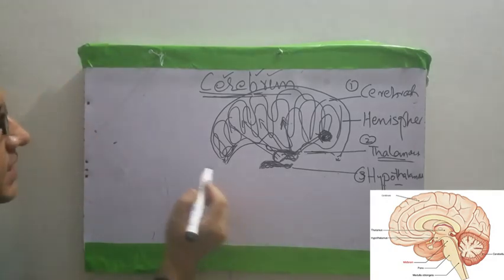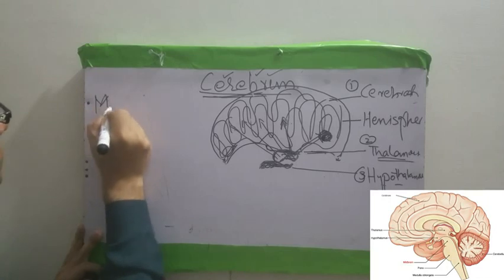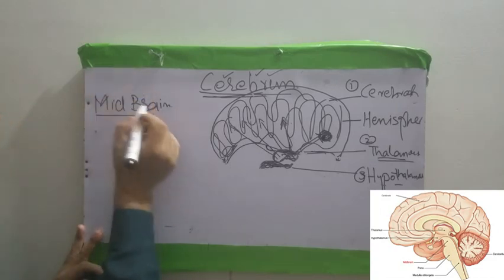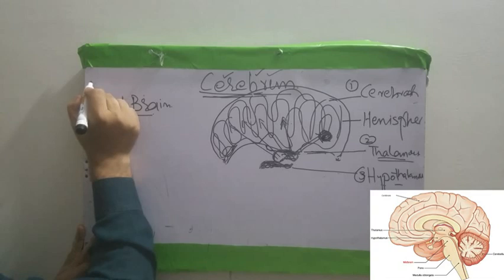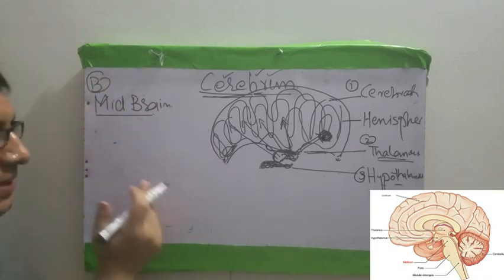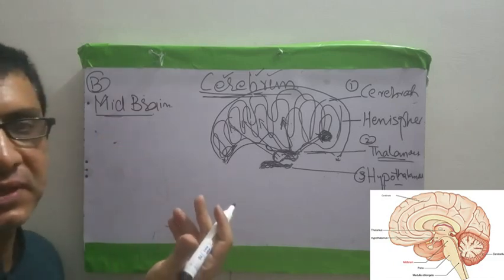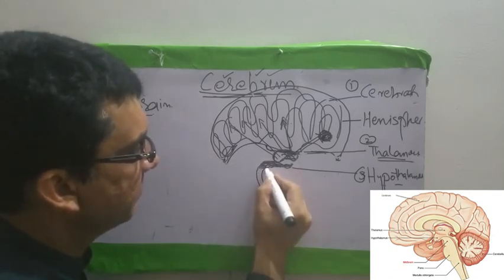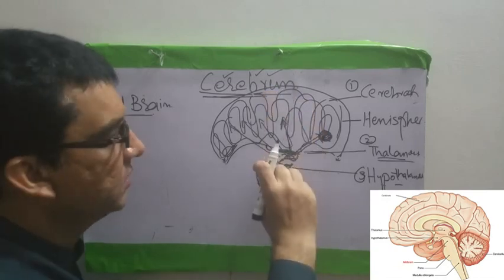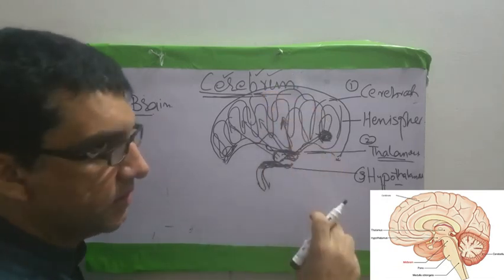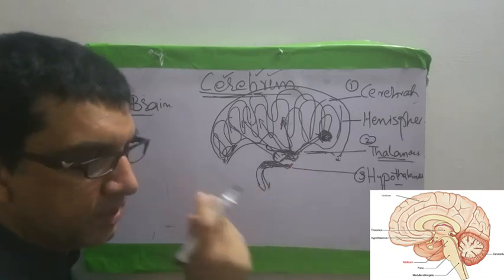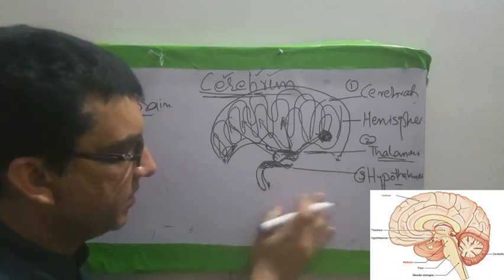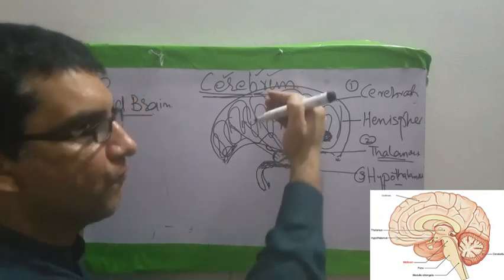Now come toward the next part, the midbrain. This is the second part of the brain, midbrain. As the name indicates, mid means in the middle area. So this brain is present in the middle, the midpoint of the forebrain and hindbrain. This midbrain is very reduced in humans, and it connects the hindbrain, which we will discuss later on, to the forebrain.